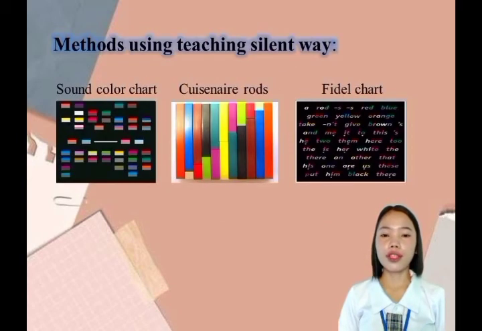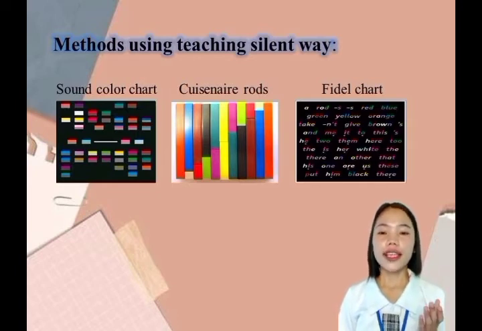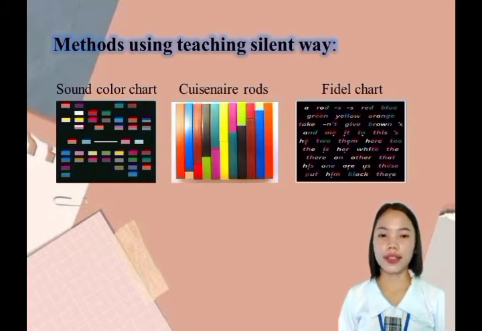There are a few materials used in teaching the silent way. First is the sound color chart. Each color in the chart represents a sound in the target language or any second language. Next, the Cuisenaire rods. They are used to demonstrate most grammatical structures such as tenses, verbs, and prepositions. Thirdly is the Fidel chart. The Fidel chart presents all the possible spellings of the language's sounds using the same color code, along with the rectangular chart of word charts.